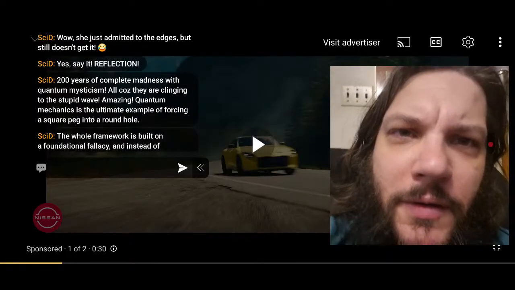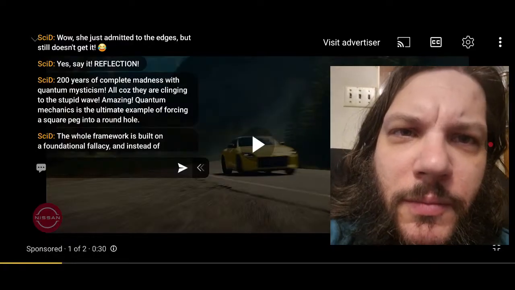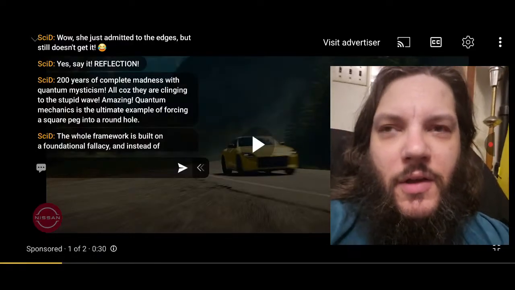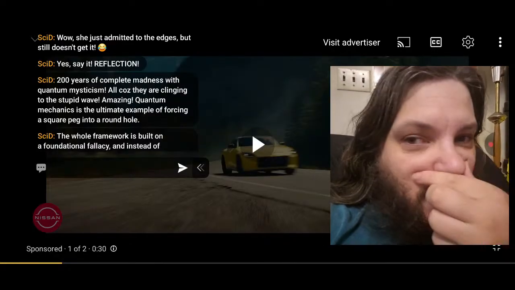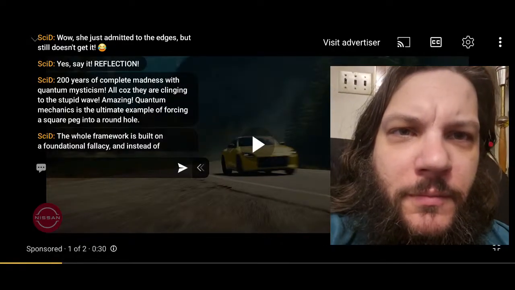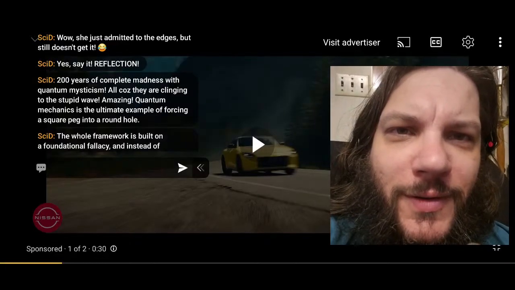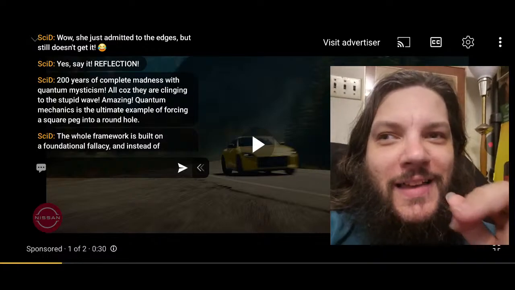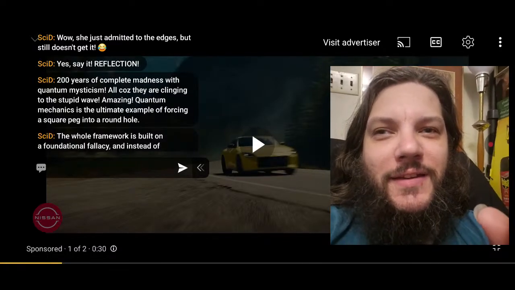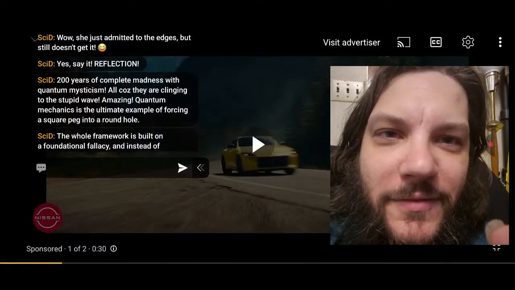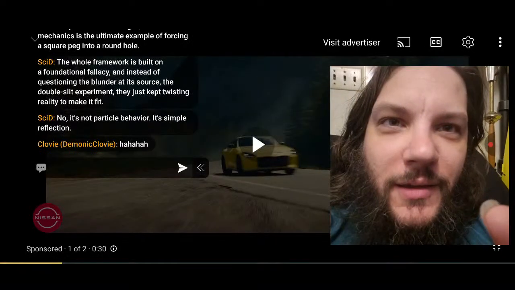Teenager is complete mad. As a quantum mechanism, all because of clinging to the stupid wave. Yeah, it is kind of... Well, the thing is, there's waviness, but it's still just an act of particles, just like water and whatever. Quantum mechanics is the ultimate example of forcing a square peg into a round hole. That's why I said square hole! You think I said square hole randomly, and then you said it. Is it coinciding? I don't know. I'm not going to say.